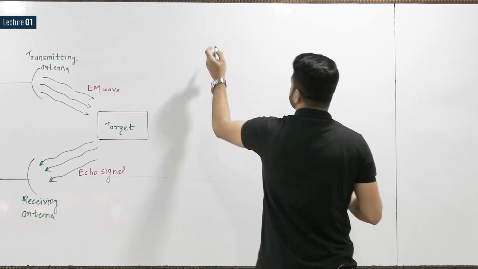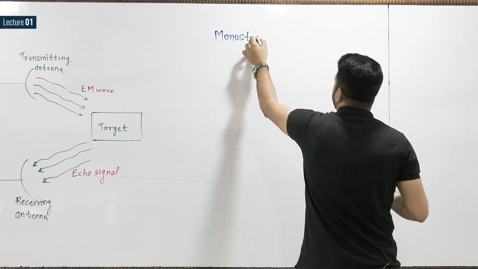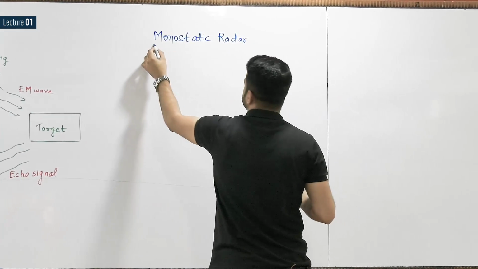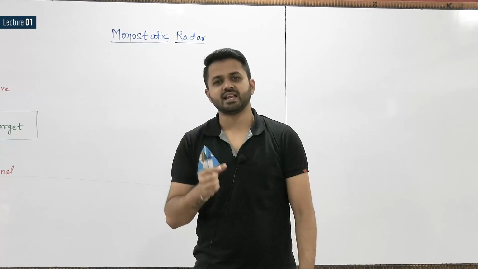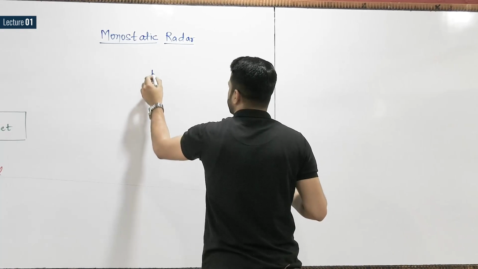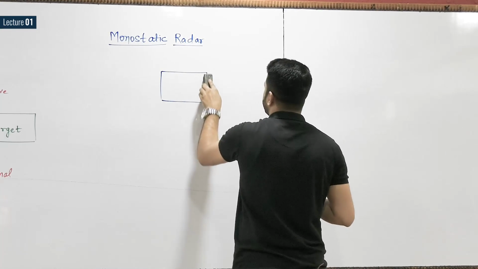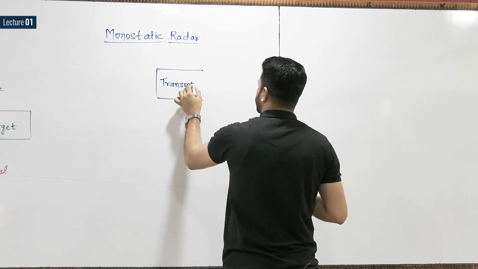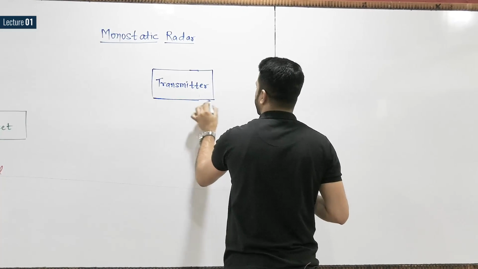Now let's consider the monostatic radar. That was the bistatic radar, and now the monostatic radar system. As its name suggests, monostatic, we are going to use a single antenna for transmission and reception. And how is it possible? It is possible with the help of a device called a duplexer. First of all, we will have a transmitter at which we will generate a high power.